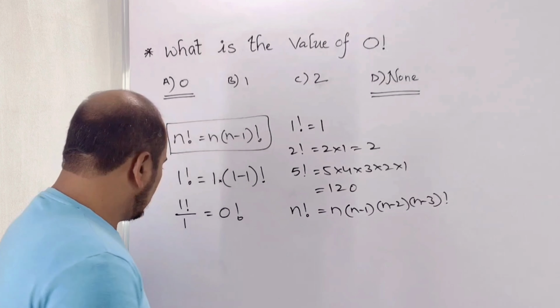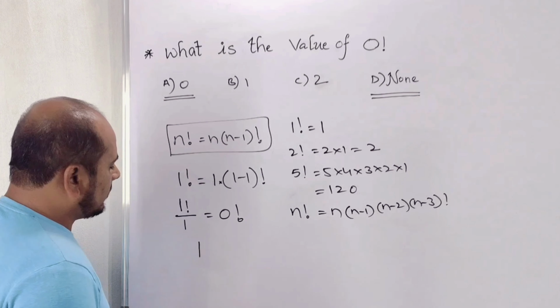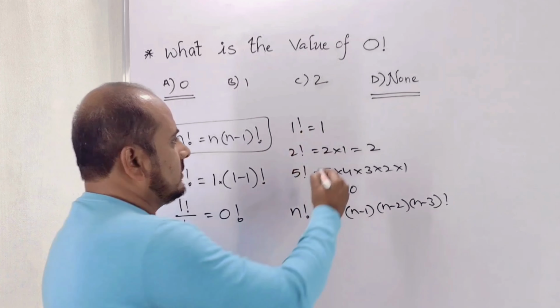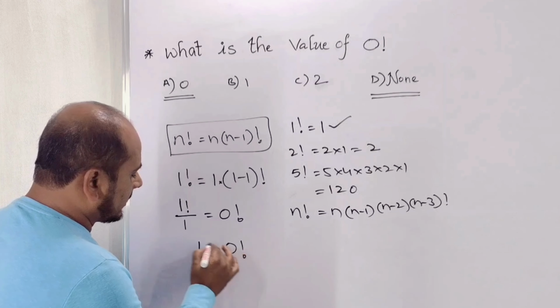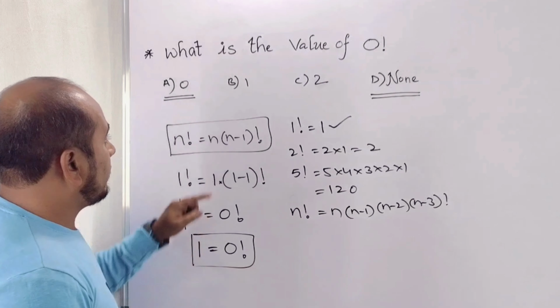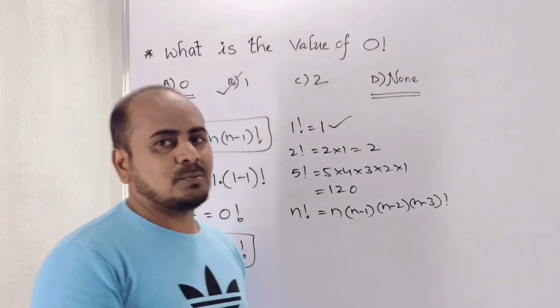0 factorial. Now, you observe that 1 factorial by 1 can be written as 1 only, because 1 factorial is 1, divided by 1 is nothing but 1. So 1 is equal to 0 factorial. Therefore, the value of 0 factorial will be 1. This is the right option, my dear.